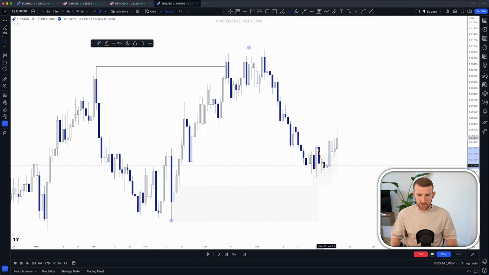That created a fresh demand zone. Price has pulled back into that demand zone and it's held, right? It's been respected and then made another higher high. That in turn created this fresh demand zone here. And again, price has pulled back into that, filled up those orders, and then made another higher high there.